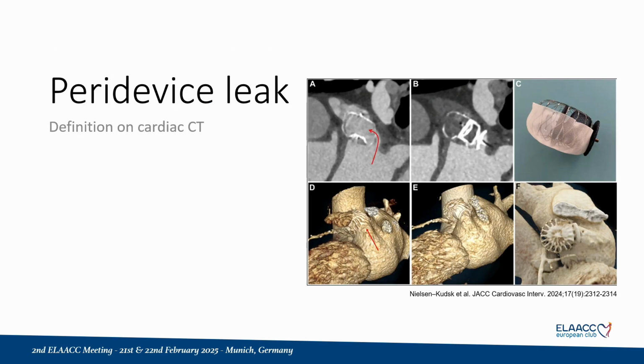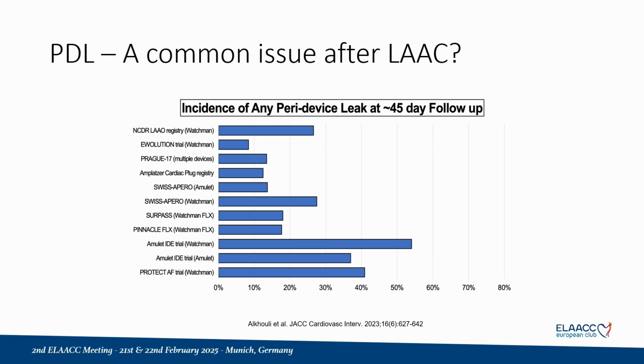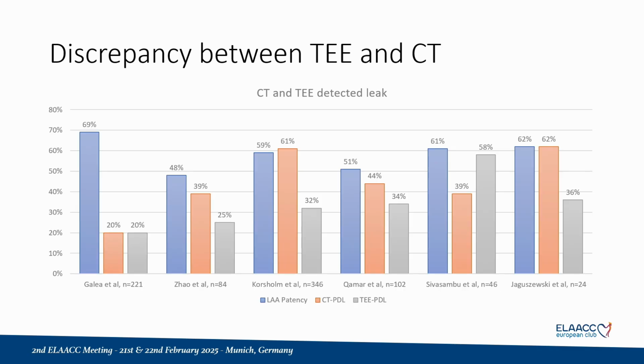Moving on to peri-device leak. This is not uncommon to find peri-device leak, and that definitely varies across studies, as you see here. It also varies across the modalities used to diagnose peri-device leak, and it's probably also a bit operator dependent whether there is a leak on TOE or not. And here you see some of the studies using both CT and TOE follow-up. There is a discrepancy between the 2 modalities.